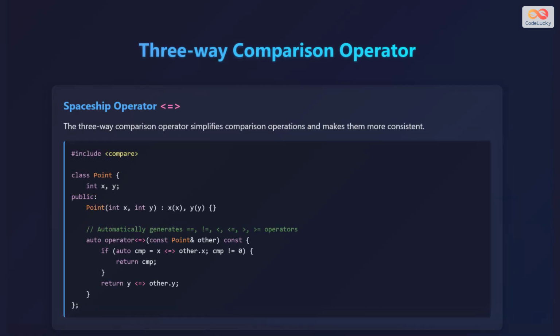Now let's discuss the three-way comparison operator, also known as the Spaceship Operator. The three-way comparison operator simplifies comparison operations and makes them more consistent. Here's an example of how to use it. We define a class point with integer coordinates x and y. By defining the spaceship operator, we automatically generate the equals, not equals, less than or equals, greater than, and greater than or equals operators. The implementation compares the x coordinates first, and then the y coordinates if the x coordinates are equal.